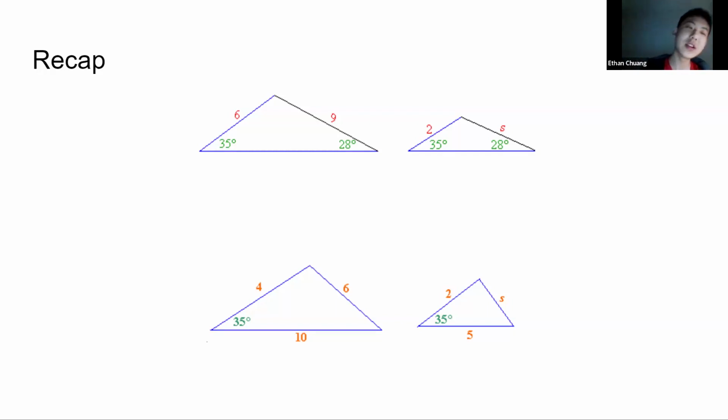Yeah, someone show their working, please. If you put this in an exam, you would get 1 out of 2 marks. You want all the marks. You need to show all your working. Come on, guys. 6 over 2 equals 9 over S. Okay, but why is that equation true though? Who said that the ratio between the sides must be the same?